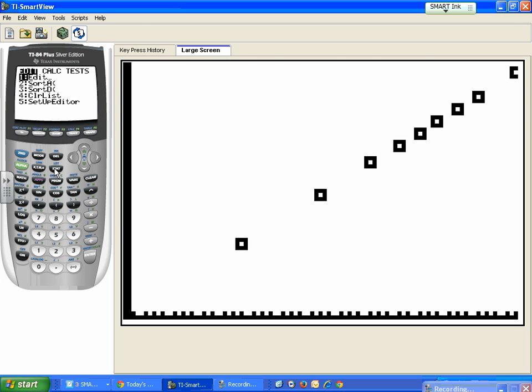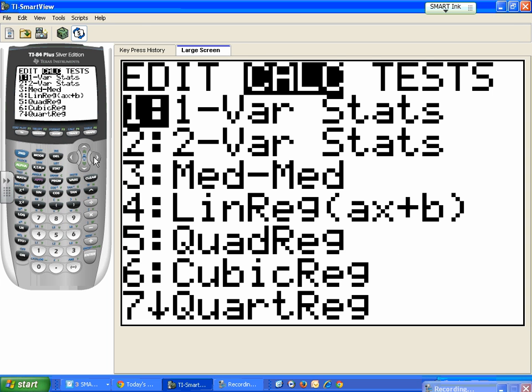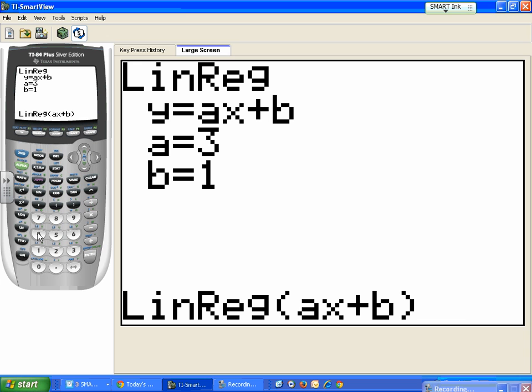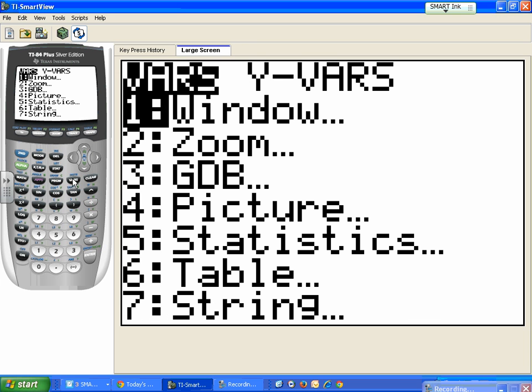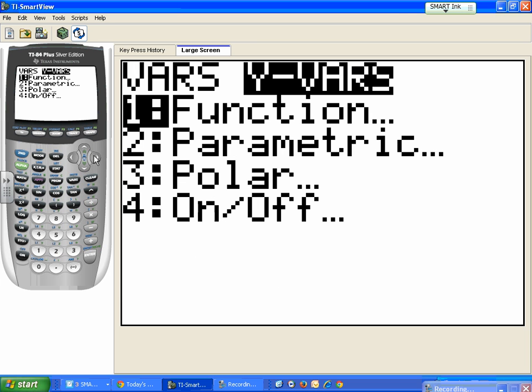Stat. Calculate. 4. We want it to graph, so you need to go into y equals. So we're going to go to variables. Y.